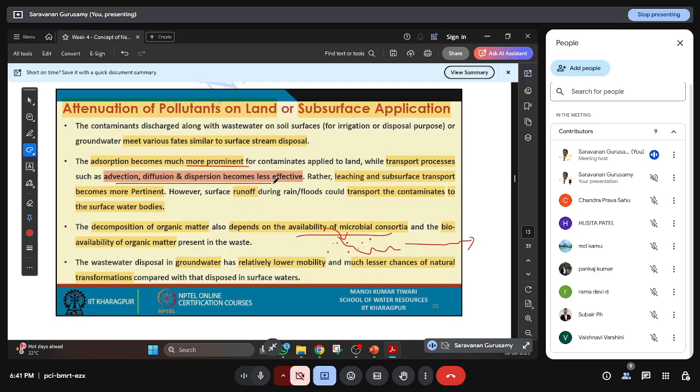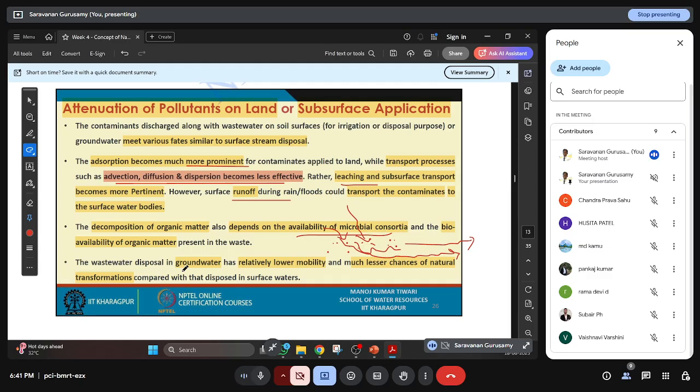Advection, diffusion and dispersion will not occur because there is not much movement. Bulk movement will not be possible. Transfer from high concentration to low concentration will not be possible. Leaching may happen because soil is there, so leaching may happen in subsurface transport. And runoff will be the most prominent: whenever rainfall comes, it will take this pollutant along with the groundwater. That is one of the mechanisms in the groundwater, that is, the subsurface water. Decomposition of organic matter is based on the microbes available in the soil or subsurface consortium.